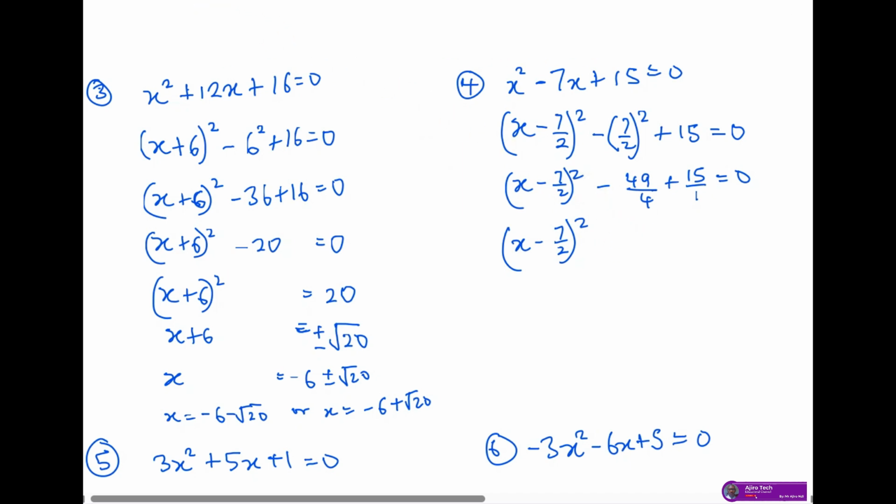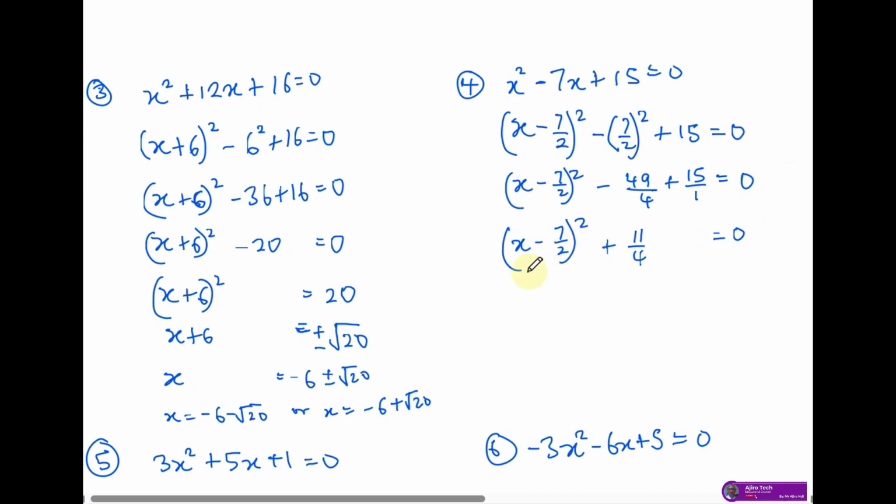or better still, you input everything here on your calculator, like this with the sign, minus 49 over 4 plus 15. When you do that, what will you get? You're going to get positive 11 over 4 equal to 0.